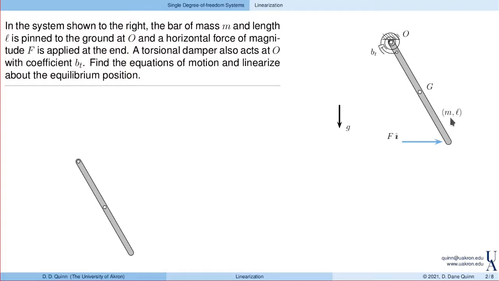We have a bar of mass m and length L that is pinned at one end, say O. Now, there's gravity acting on the system and a force of magnitude F applied horizontally to the end of that bar. Finally, there is a torsional damper acting at the contact point. So I'd like to define the equations of motion and then linearize those equations about the equilibrium position.